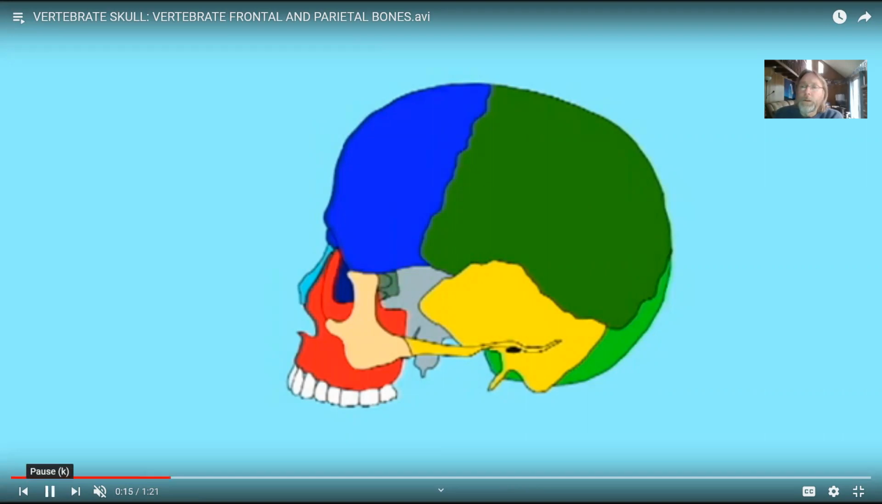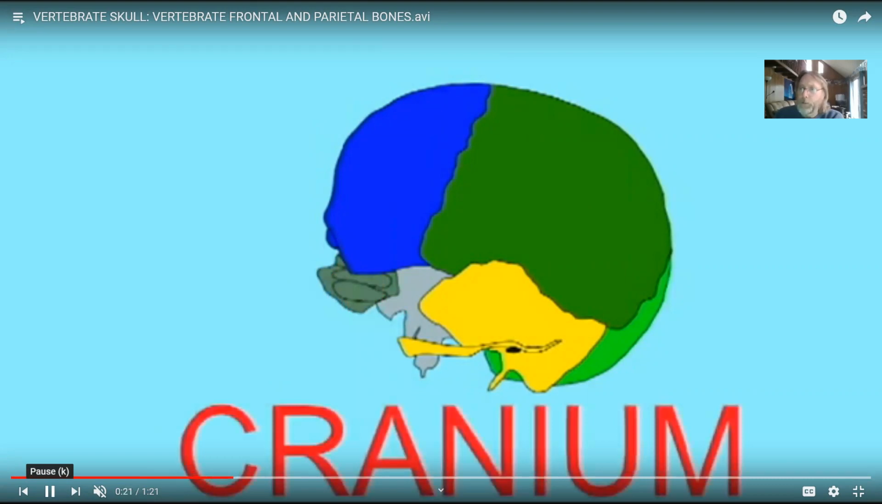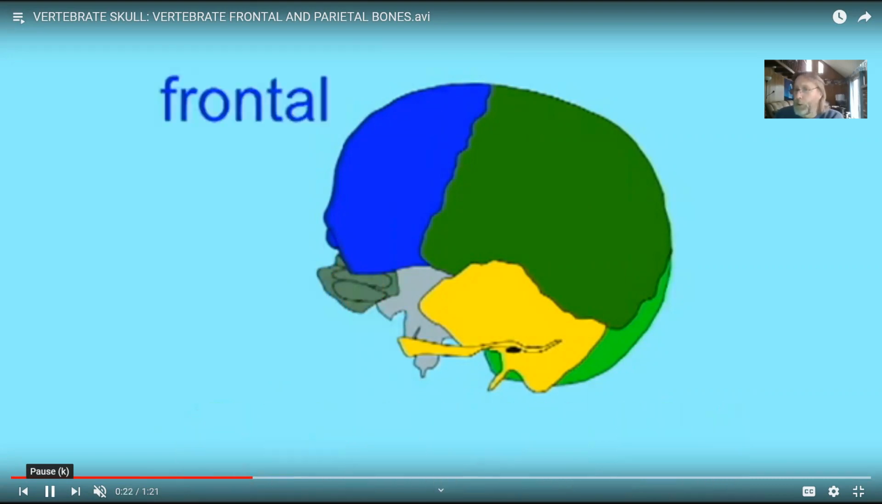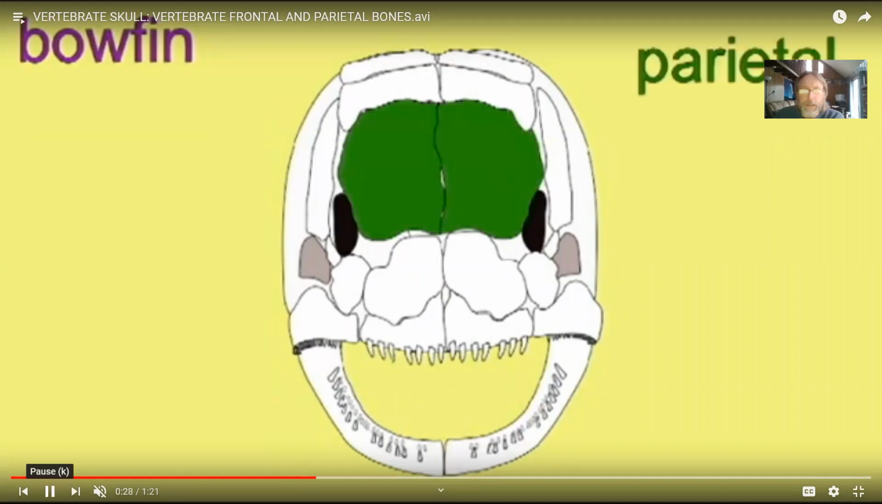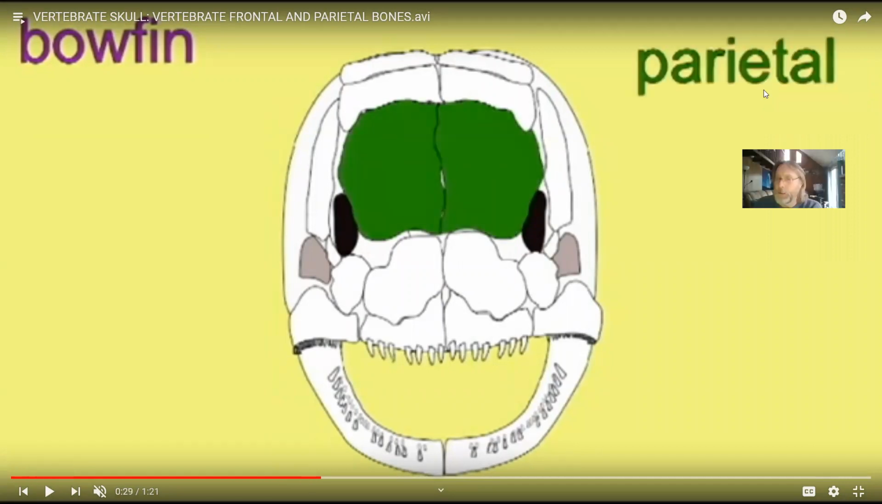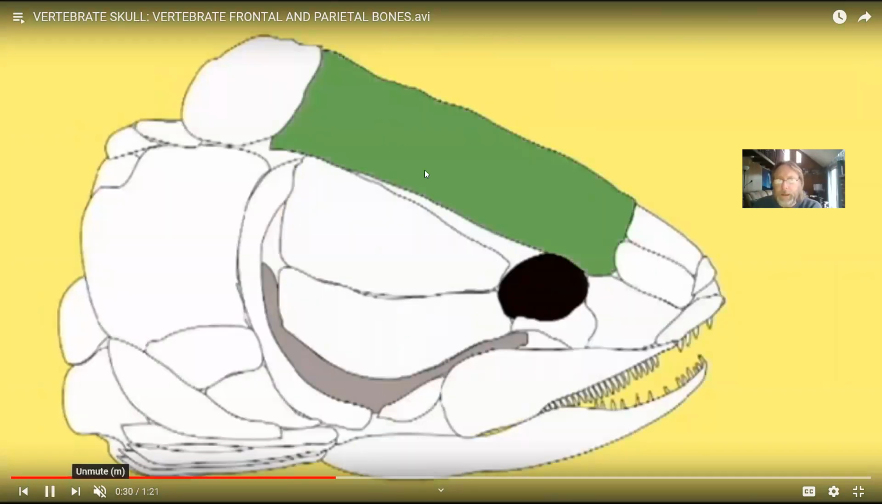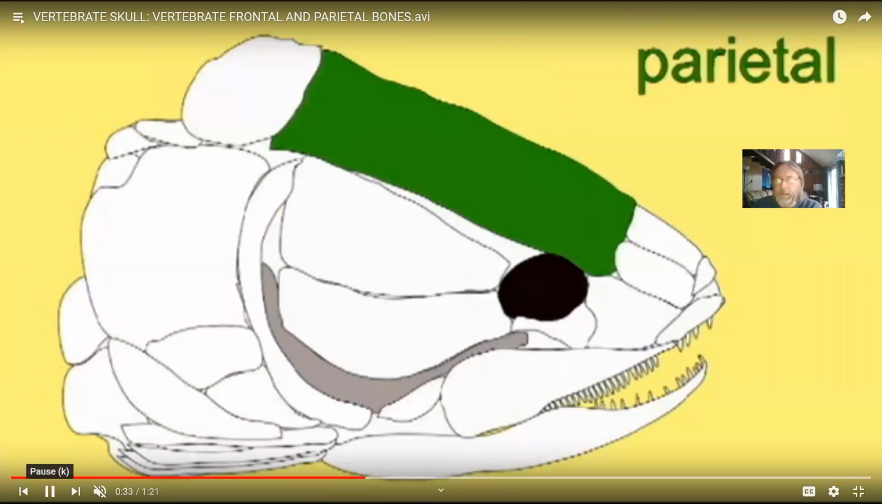So where did these bones come from? Well, none of these bones are found in the first fish, like the jawless fish or the cartilaginous fish. Even once the jawed fish had bones in their dermatocranium, we don't recognize frontal and parietal bones. However, we do recognize them in osteichthyans. So if you were to look at, say, a bowfin alive today, which is an osteichthyan fish, it has a parietal bone here, so a very large component of the skull.